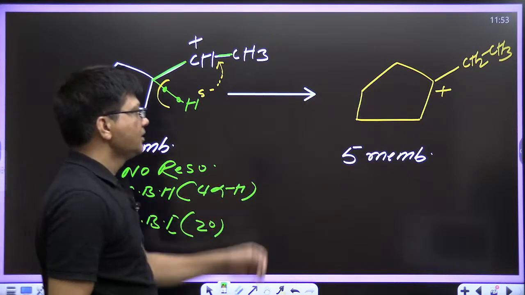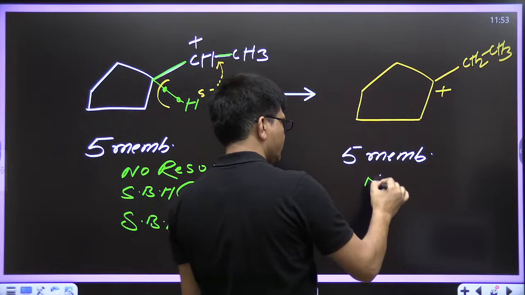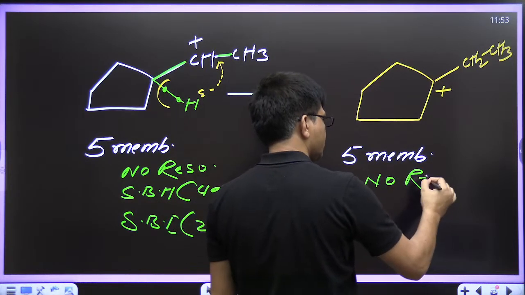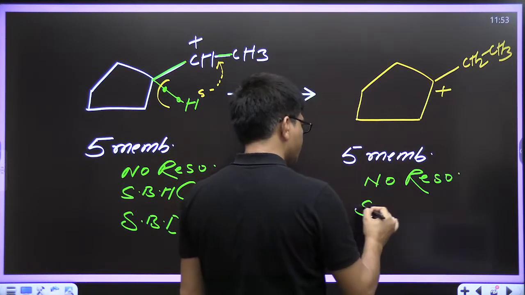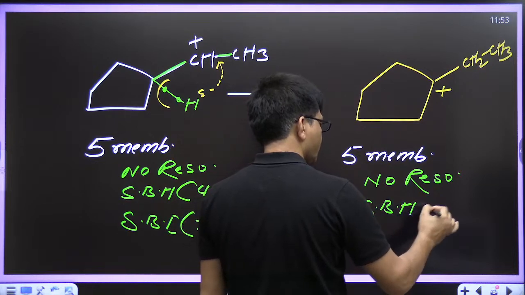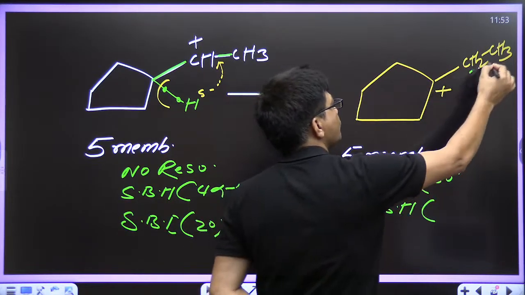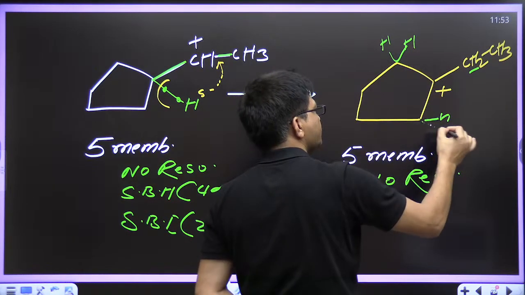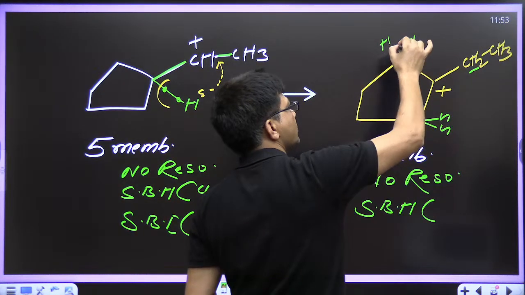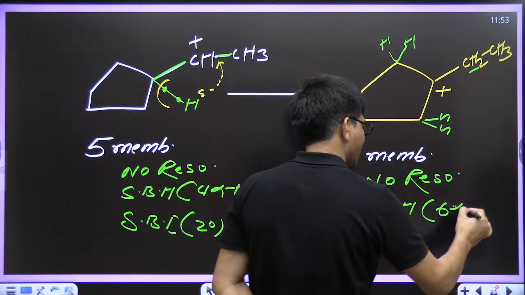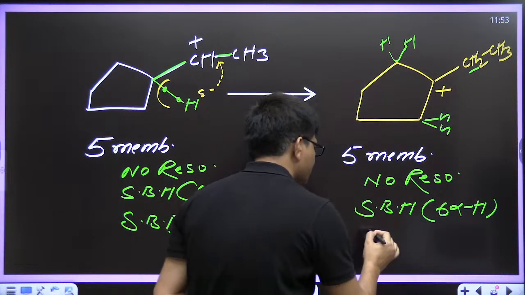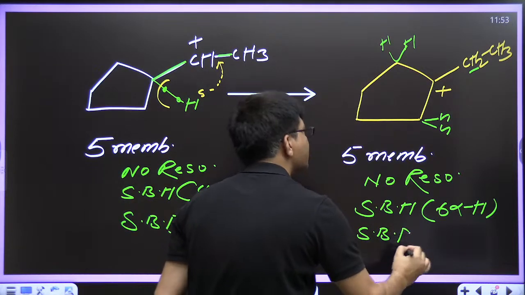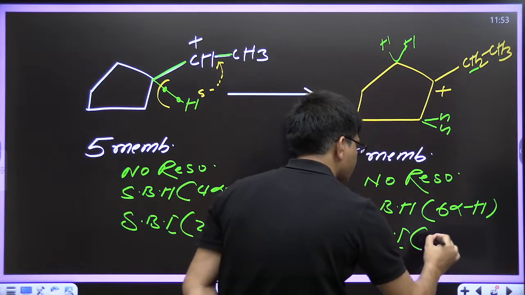Well, let's see. Any resonance? No resonance. Now, stabilized by hyperconjugation? Yes. Of course, why not? How many alpha hydrogens? 2 over here, 2 at this place, and 2 at this place. 2, 1 is 2, 2, 2 is 4, 2, 3 is 6. 6 alpha hydrogens. Stabilized by inductive effect? Yes. It is attached with 3 carbons, 3 degree.